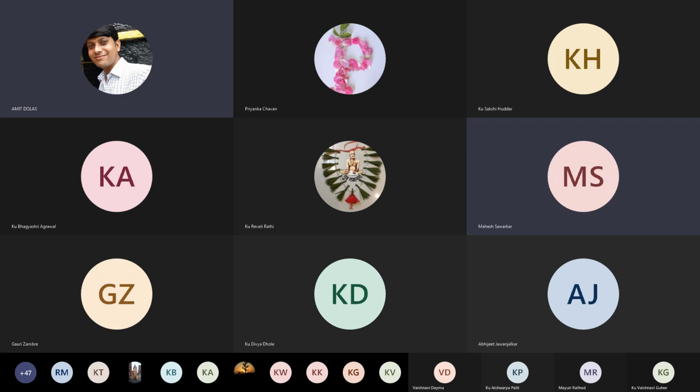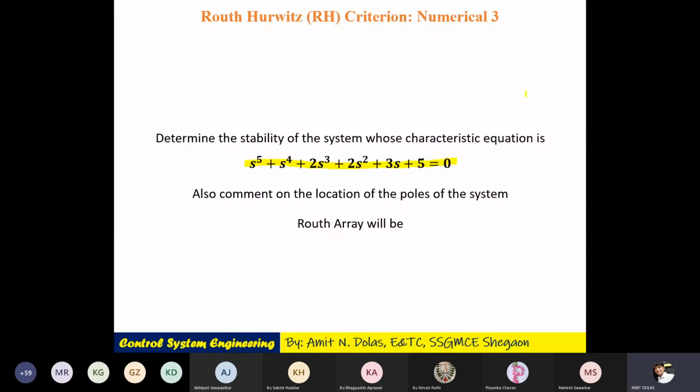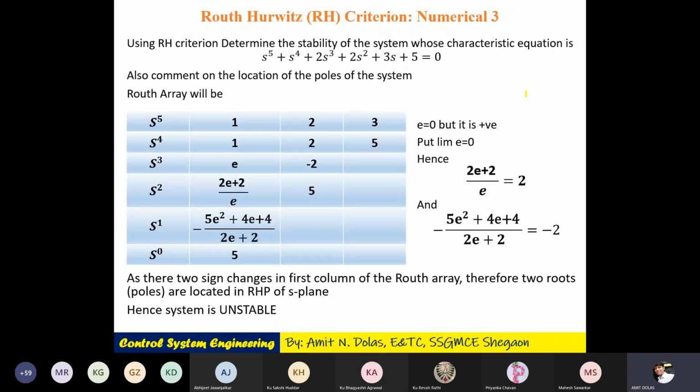Yeah, it is unstable. So I'll again come back to those people who have not solved or not understood this numerical. So working with the same, I will put the coefficients of S5 and S4. Then it will be S5 ka 1, then directly S3, that is 2, then S, that is 3. So I have 1, 2, and 3 in the first row of the RH, routh array. Then S4, S4 ka 1, then S2 ka 2, then 5. So it is 1, 2, and 5.